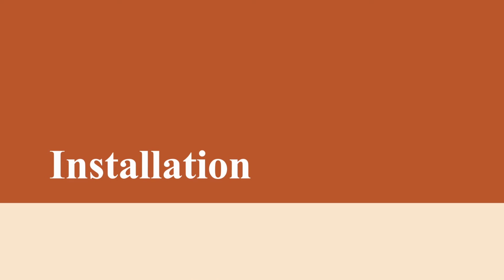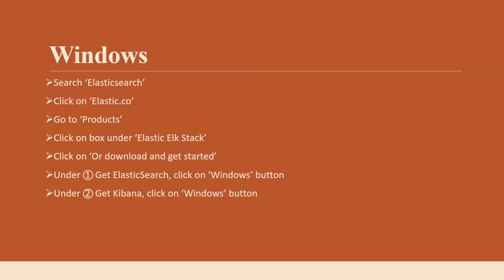As for the installation, we provided 3 different processes if you want to use the Windows, the Mac, or the Linux process. For the Windows installation, you're going to first search ElasticSearch in your web browser. Click on elastic.co, go to their products, click on the box under Elastic ELK Stack, then download and get started. There will be 2 different boxes, one with ElasticSearch, and there's a Windows button you're going to click on and do the same for Kibana.